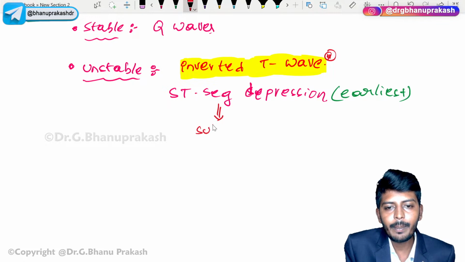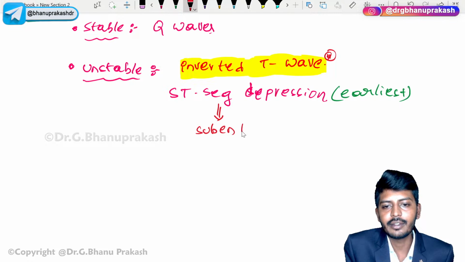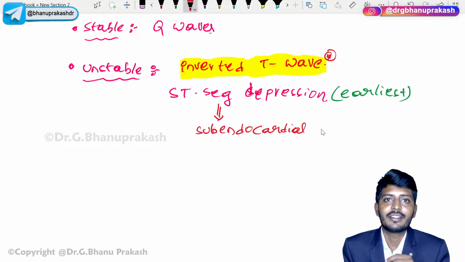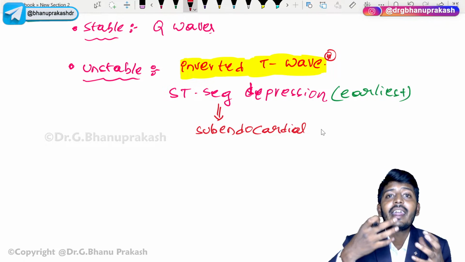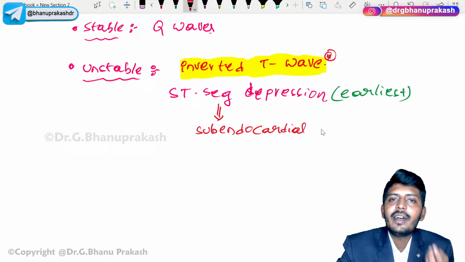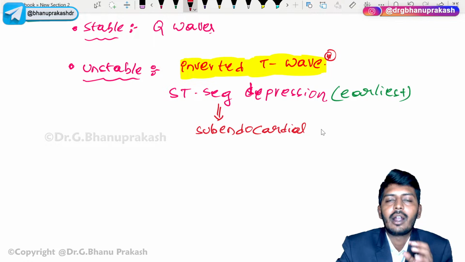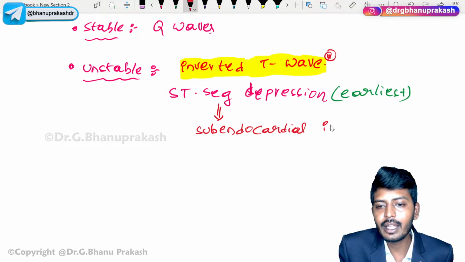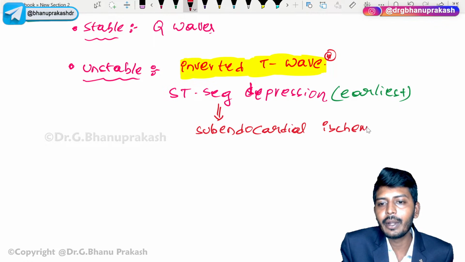This is due to subendocardial ischemia. What is the speciality about this subendocardial ischemia? Whenever there is an angina, the first area to undergo ischemia is the subendocardial region, because this is the watershed area in the heart. Watershed area means the area with less blood supply. So, subendocardial ischemia.